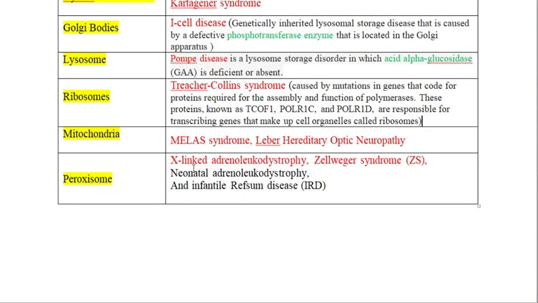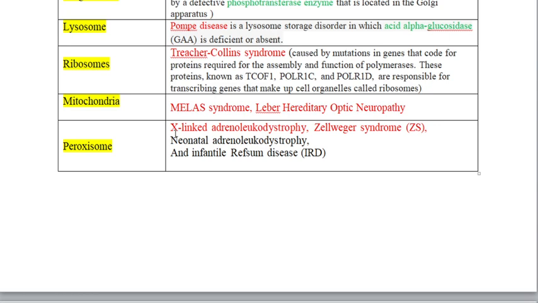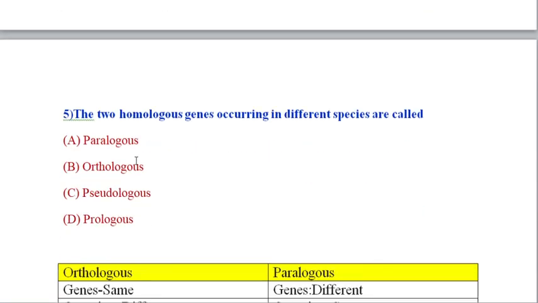Okay, next MELAS syndrome and Leber hereditary optic neuropathy are due to defects in mitochondria. X-linked adrenoleukodystrophy, neonatal adrenoleukodystrophy, Refsum disease and Zellweger syndrome are due to defects in the peroxisome. Either the peroxisome will be missing or even though it is present it will not function properly.